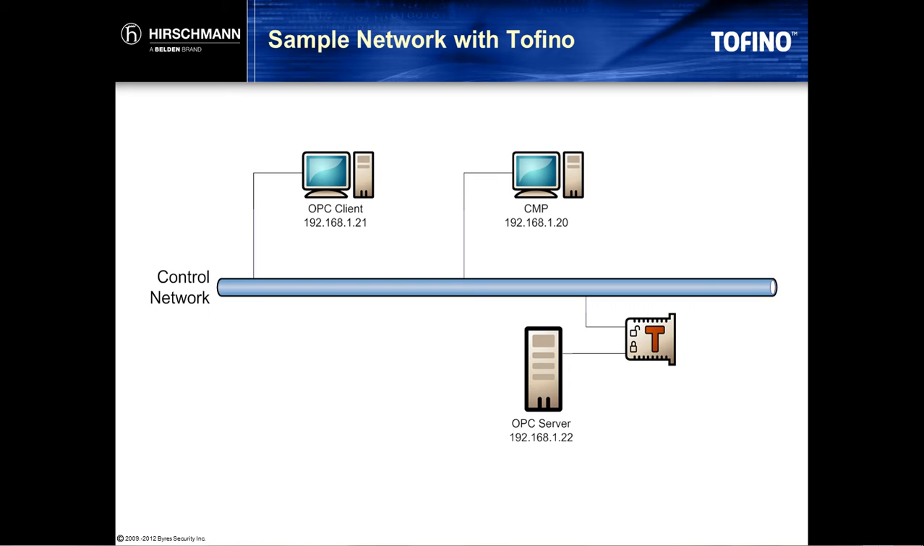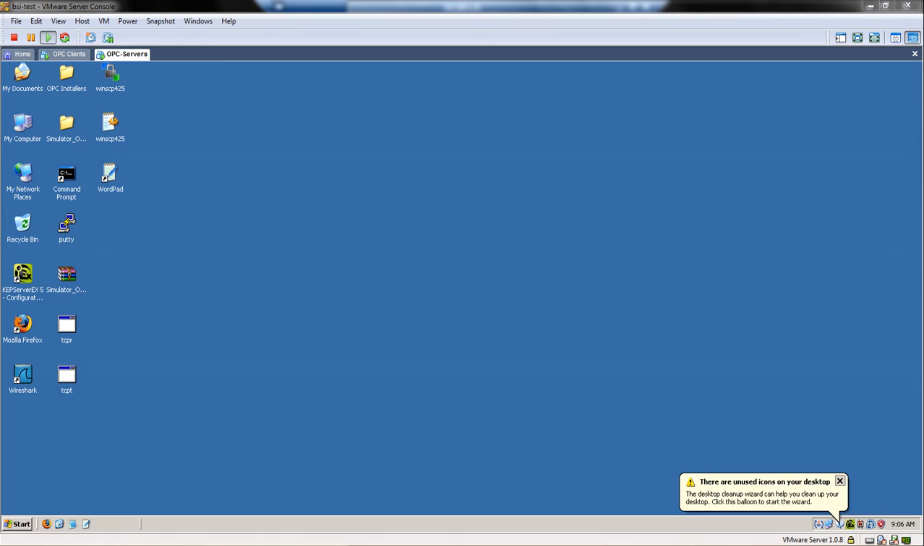And of course, we are also going to connect another Windows PC, which will run the CMP software so that we can configure and test the Tofino appliance with OPC Enforcer. So let's go do that. I'm running an OPC server and client as virtual machines. The OPC server doesn't really have much visual going on because all of the action is taking place with the OPC services that are not graphical, so we won't have to look at this OPC server screen too much.